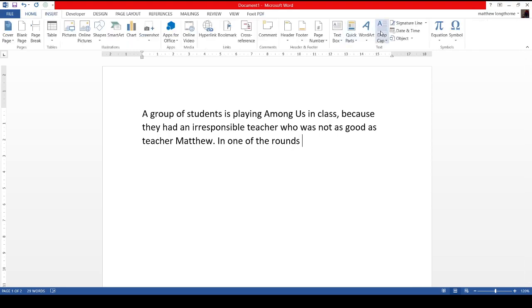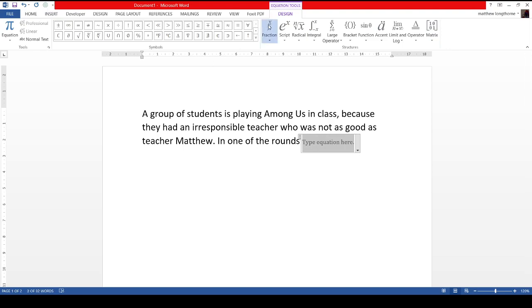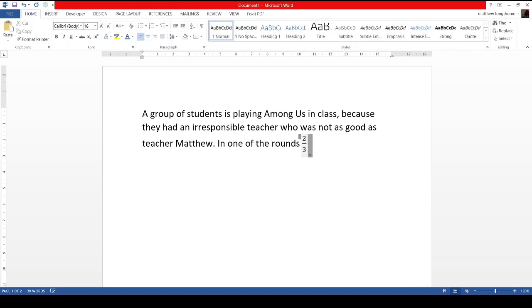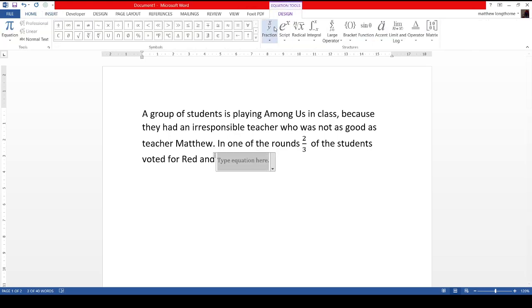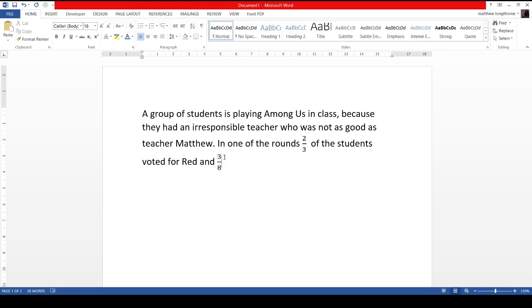Anyway, in one of the rounds, let's have a fraction. Let's say 2/3 of the students voted for red. And let's have another equation. We'll say 3/8 of the students voted for green. No, capital G, green.